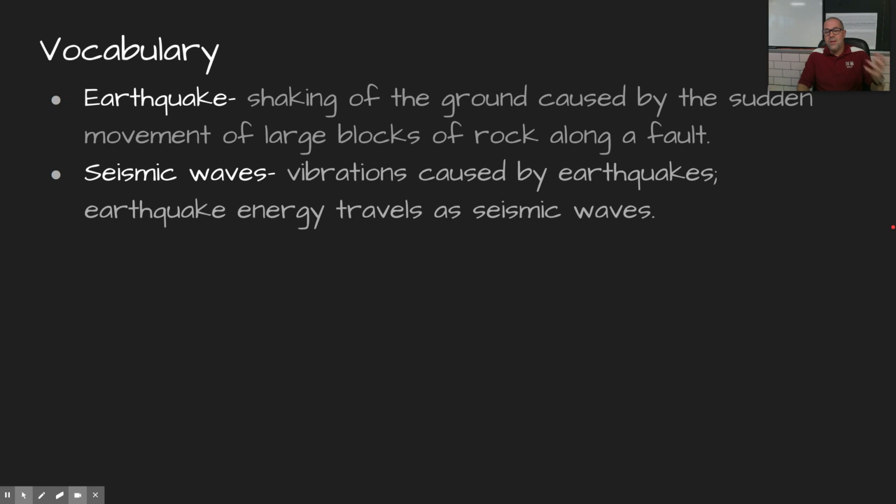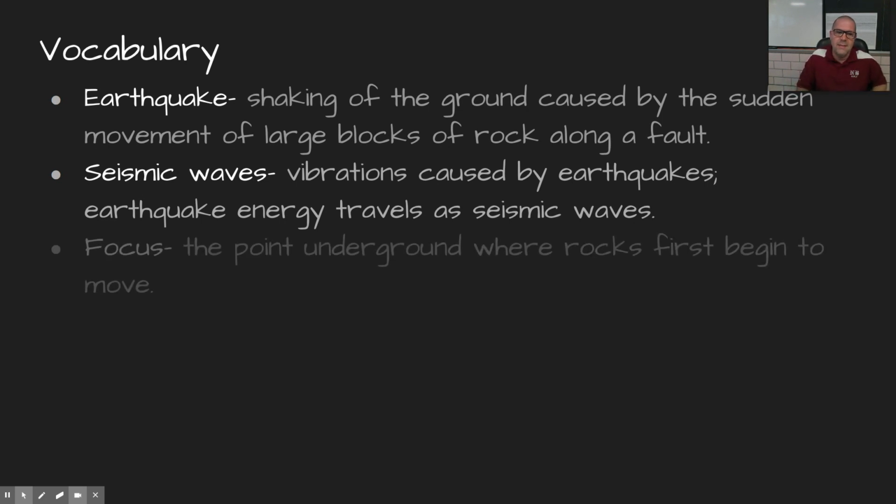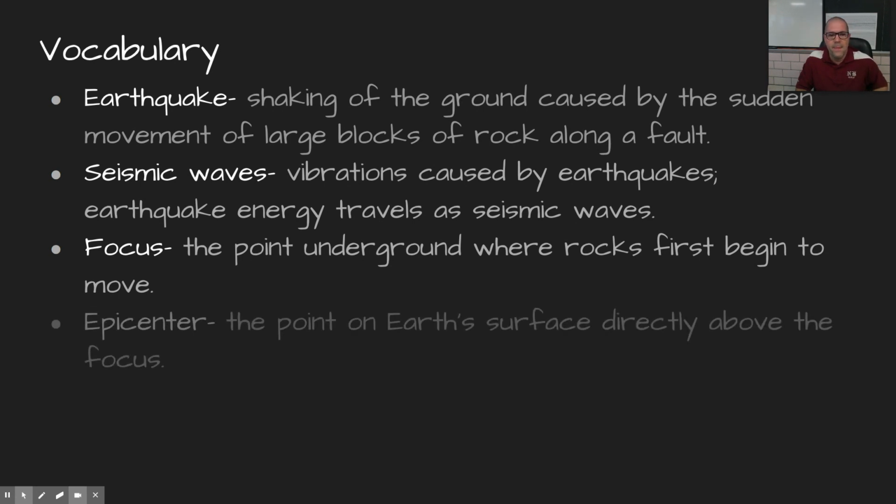Seismic waves we talked about are the vibrations caused by earthquakes. Essentially, they're how energy is released from earthquakes. The focus of the earthquake is the actual point underground where the earthquake begins, where the rock that has built up all the stress actually breaks.